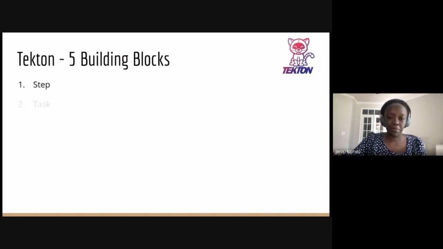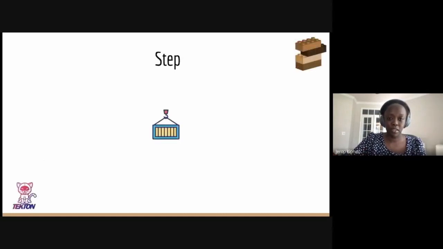One, step. Two, task. Three, pipeline. Four, trigger. And lastly, catalog. We'll go through each one of them. One, a step is equivalent to a container image in which it executes a tool on the specified input parameters and produces an output.